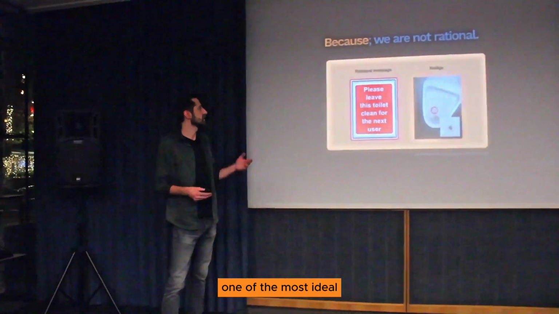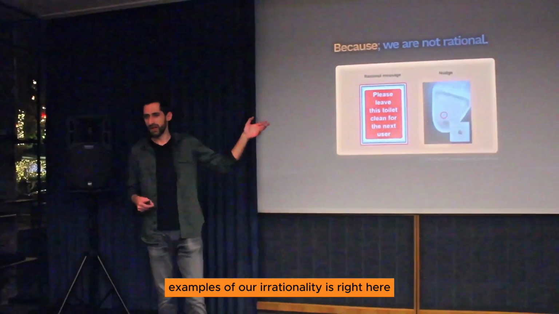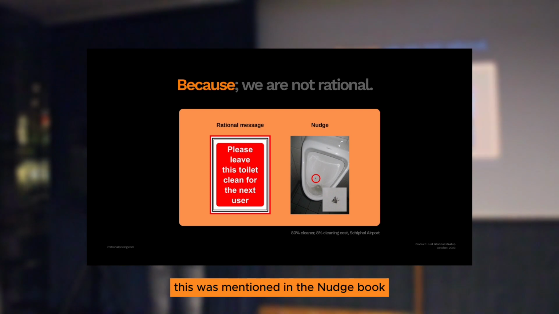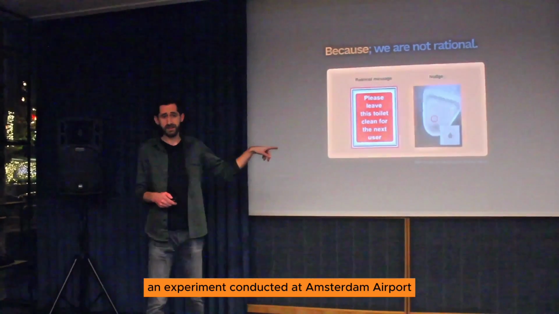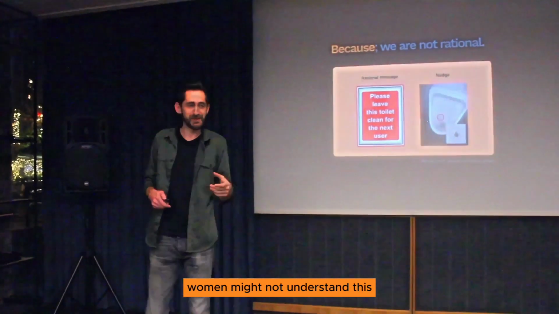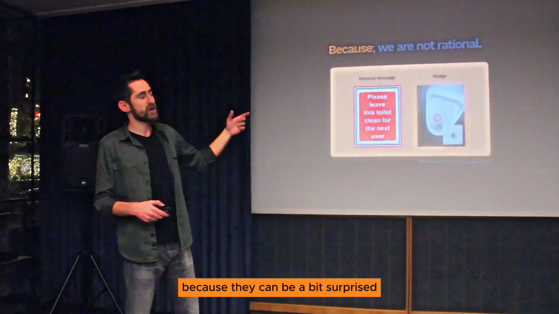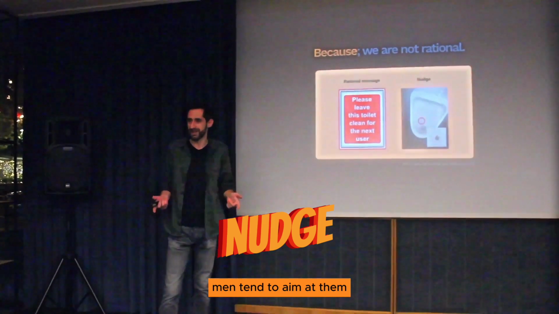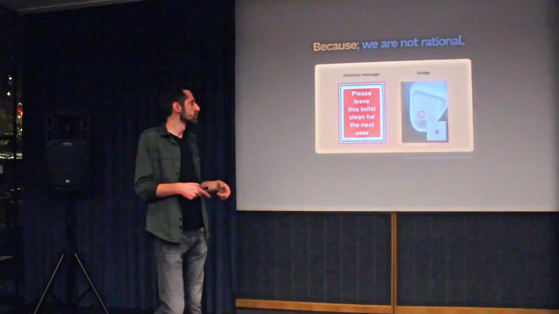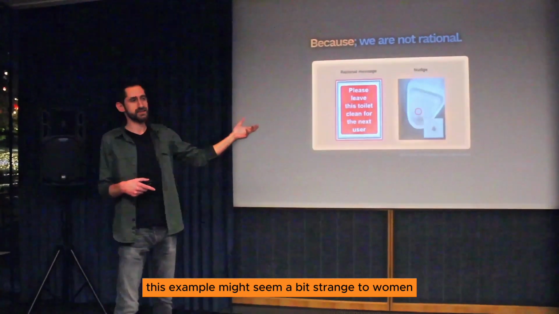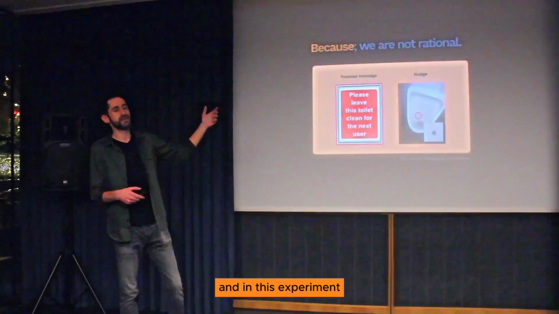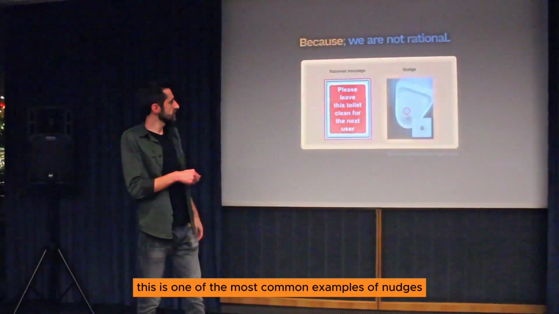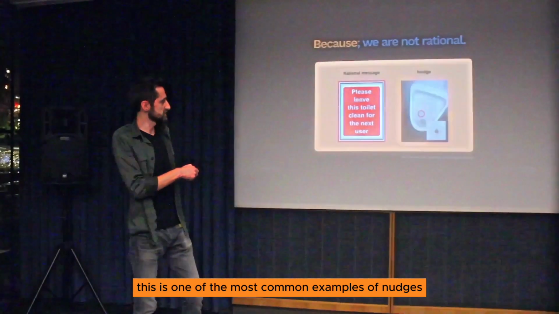One of the most ideal examples of our irrationality is right here. Some of you might have seen this before. This was mentioned in the Nudge book, an experiment conducted at Amsterdam Airport. Women might not understand this, because they can be a bit surprised. When images of flies are placed in urinals, men tend to aim at them, making the restroom cleaner. This example might seem a bit strange to women, but it's true. And in this experiment, it's actually observed that the restroom stays cleaner this way. This is one of the most common examples of nudges.